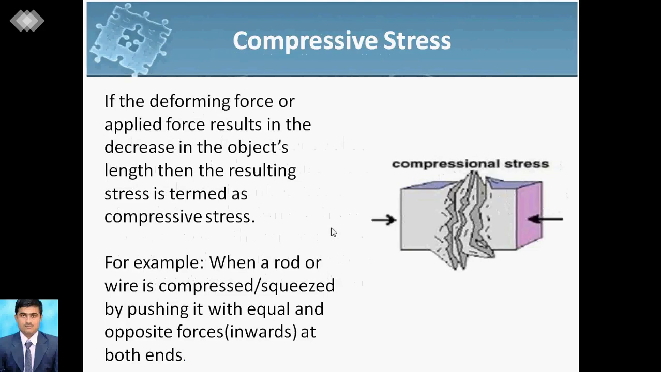The next is compressive stress. It is opposite to the tensile stress. In other words, if the deforming force or applied force results in a decrease in the object's length, that results in compressive stress. So when you apply the forces, the change in the length should be a decrease. An example: when a rod or wire is squeezed by pushing it with equal and opposite forces, that is called compressive stress. That is the example mentioned here.